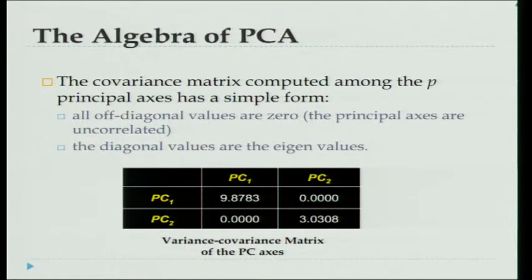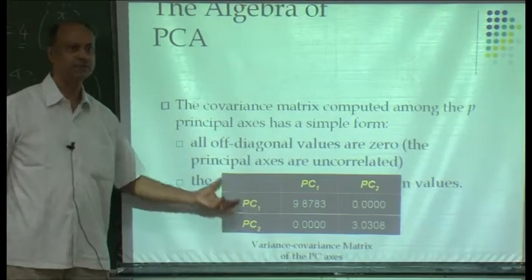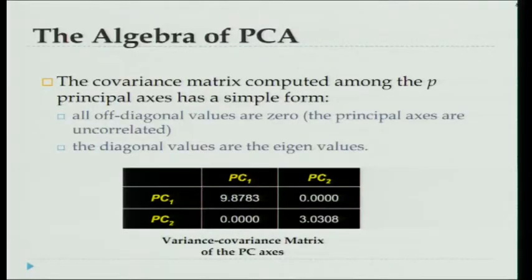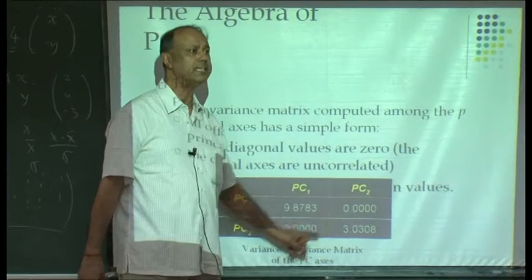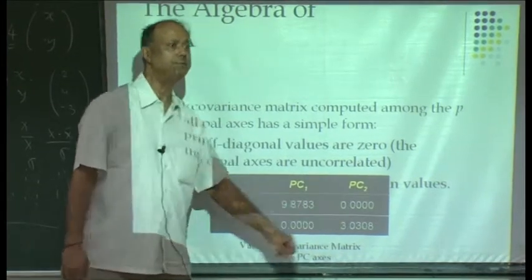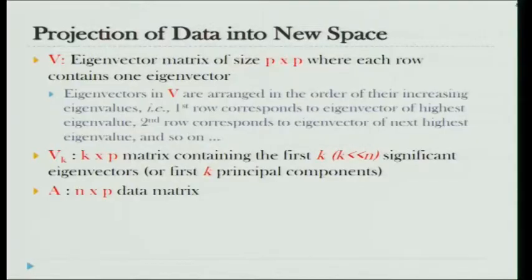Now, if I have the variance covariance matrix with respect to your principal components, since they are orthogonal and uncorrelated, these off-diagonal elements will be 0. Only the diagonal elements will contain the variance, and the covariance part will be 0 because they are not related, they are not correlated. So this is your variance covariance matrix.